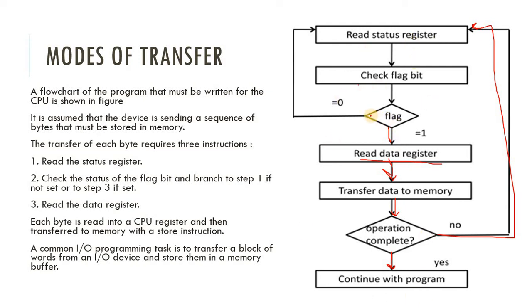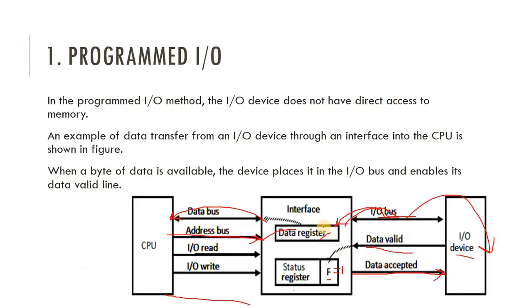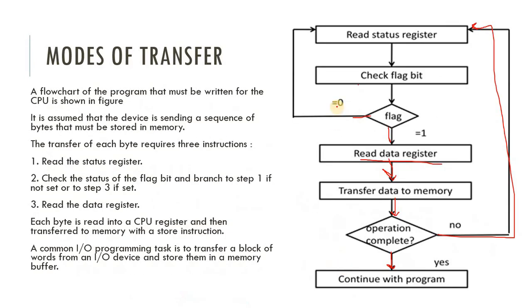But here, if the value of the flag bit is equal to 0, it means there is no data in the data register. The data register is empty. At that time the value of the flag bit is 0, so the control is again transferred to read the status register. But the problem here is, suppose the first time data is not there in the register, so it again reads the status register and checks the flag bit. If again the flag bit is equal to 0, then it again reads the status register. This cycle will go into an infinite state. So if there is no data in the data register, at that time the CPU does not do any other work and goes into an infinite loop.